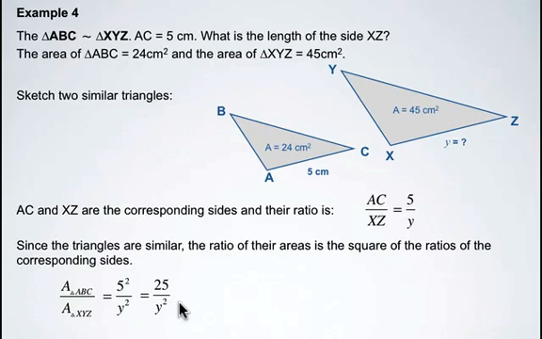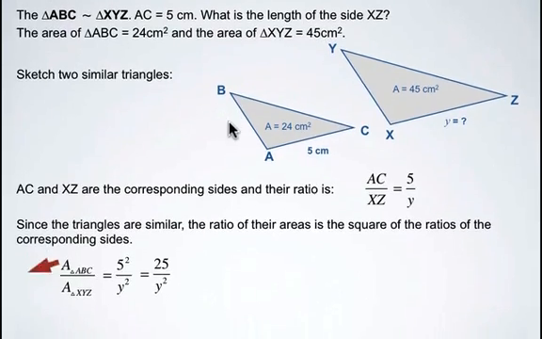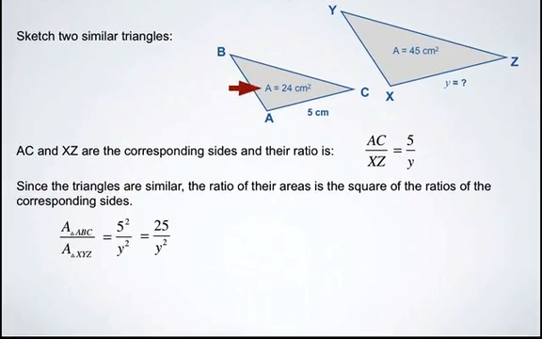y squared. However, in this question we also know that the two areas of the triangles are given as 24 centimeters squared and 45 centimeters squared. So that arrow shows that we can substitute in an area of 24 centimeters squared for the area of triangle ABC, and for triangle XYZ we can sub in 45 centimeters squared. And our proportion looks something like this.